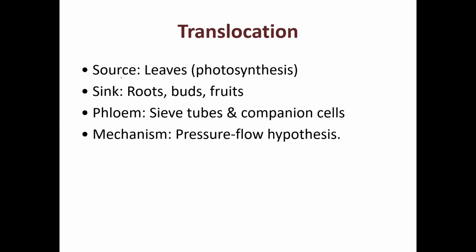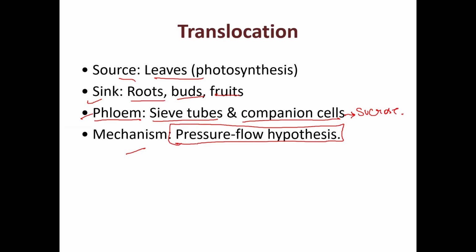In translocation, the source is leaves, the sink is root, bud and fruit, and phloem is the sieve tube component. Phloem is a tissue which delivers only sucrose. The mechanism is the pressure flow hypothesis. It always follows the pressure flow hypothesis. This hypothesis states the transportation of glucose.